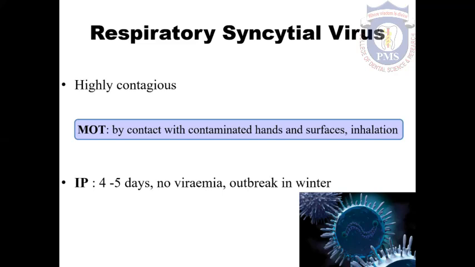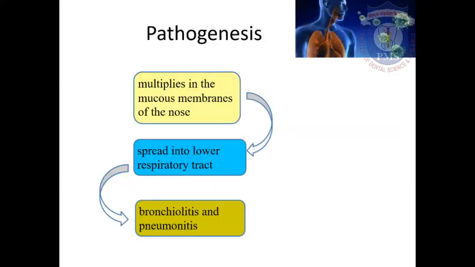Mode of transmission: RSV is spread by direct contact, that is contaminated fingers or fomites, and by self-inoculation onto the conjunctiva or anterior nares, or by large droplet inhalation. Incubation period is 4 to 5 days. No viremia is seen and outbreaks are usually in winter.